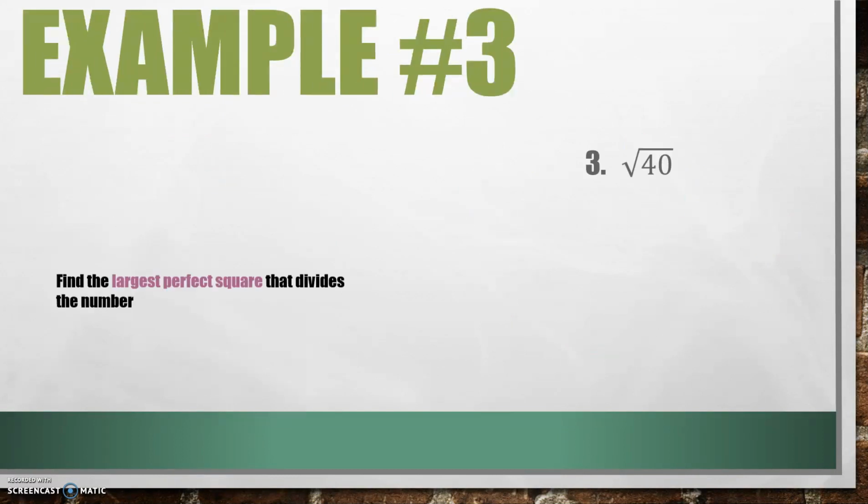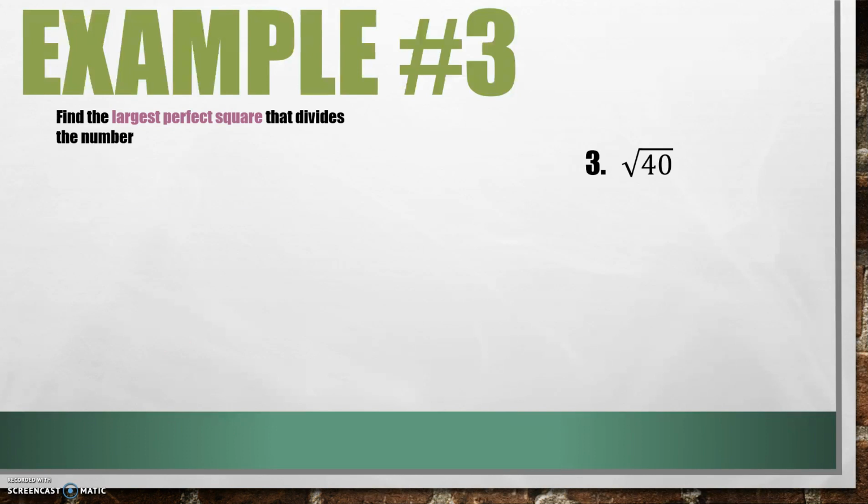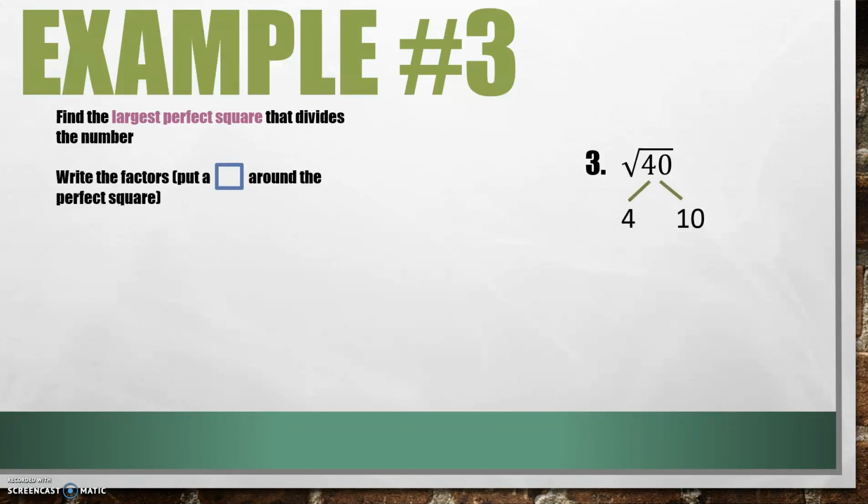Let's take a look at example 3. So we have the square root of 40. I want to find the largest perfect square that divides into that number. So thinking of the perfect squares, we've got 36, 25, 16, 9. If you were to divide 40 by all those numbers, you'll get decimals. The first one that it splits up to is 4 and 10.